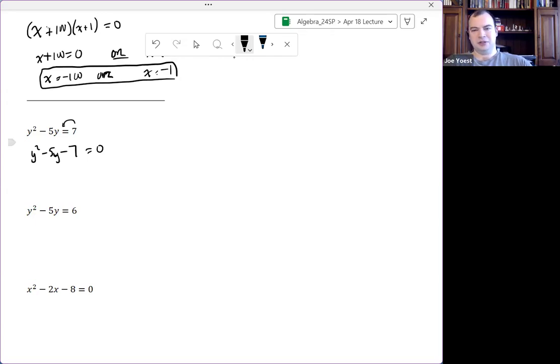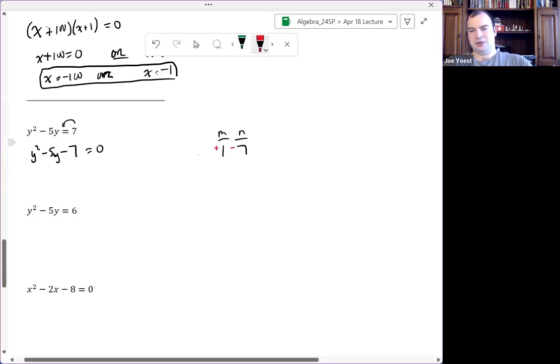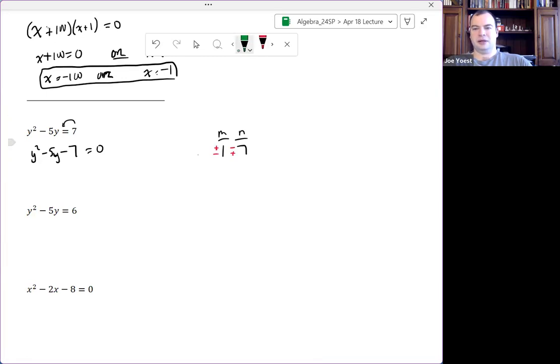And now the factoring is a little more difficult because I have some minus signs involved, but I'm looking for two numbers that multiply to -7 that add to -5. So if I think of m and n, I have 1 and 7, but they have to be opposite signs, +1, -7, or -1 and +7. And m plus n equals -5. There's actually no solutions to this. This is prime.